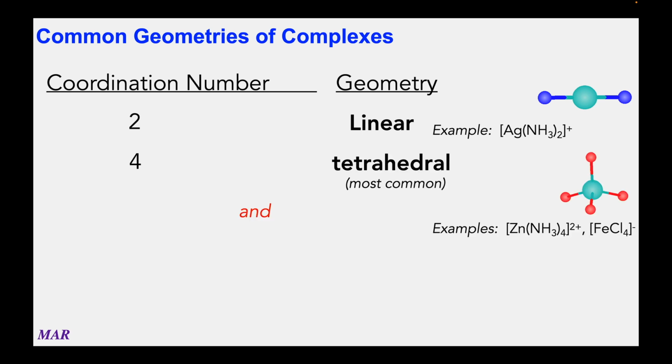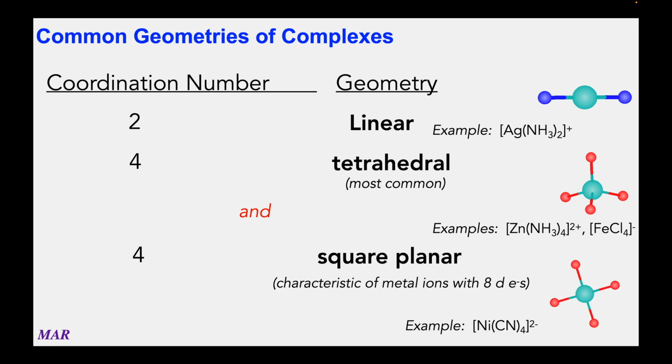Coordination number 4 is definitely happening. You can have a tetrahedral arrangement, which does happen quite a bit. And you can see in those examples down there, that would be zinc with 4 ammonias. So each of the reds would be an ammonia, and the light blue in the middle would be a zinc, for example. But you can also have square planar.